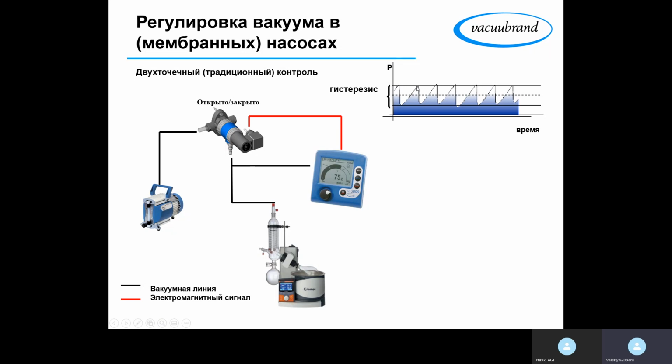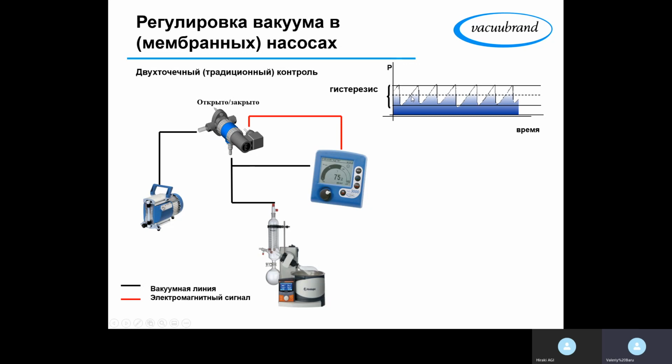But it will still not boil here. That is the problem, right? So roughly half of the time we are not evaporating. We are just waiting till the vacuum reaches 80 millibar, and then it will go down to 70 again, because the controller was programmed like this with a delta P that we set.